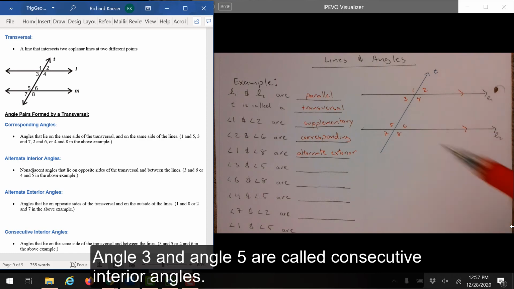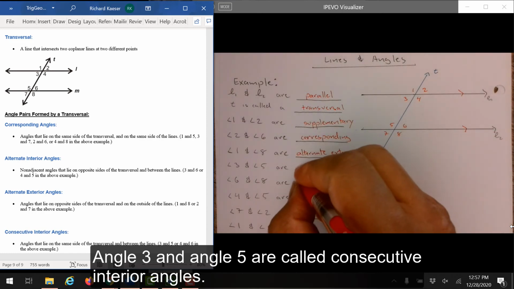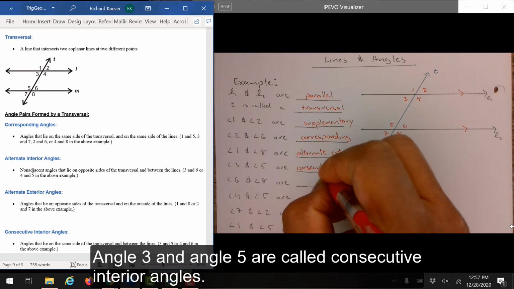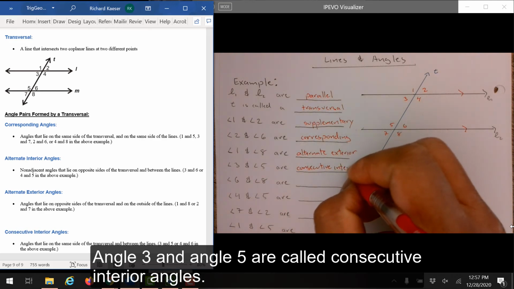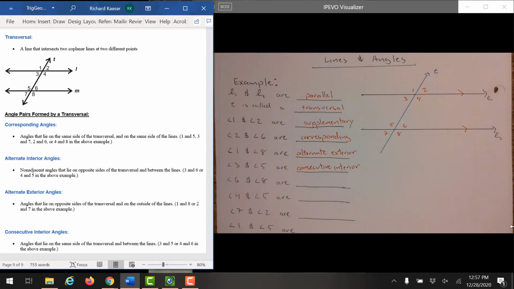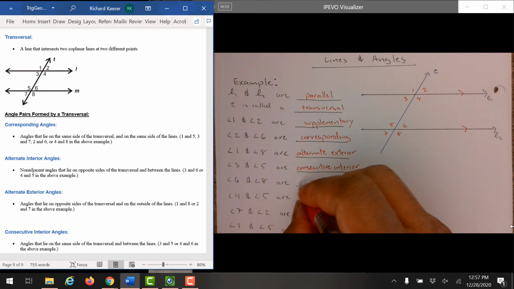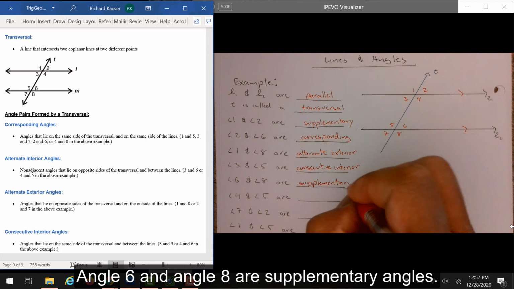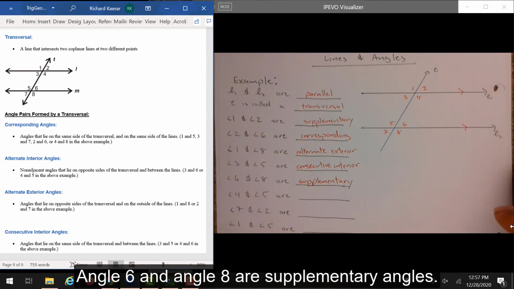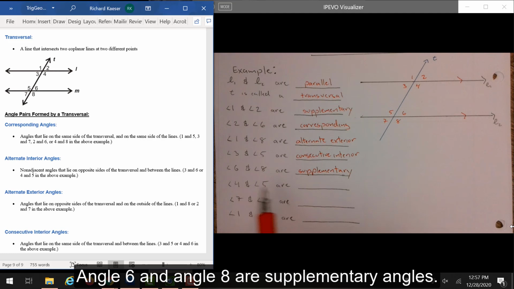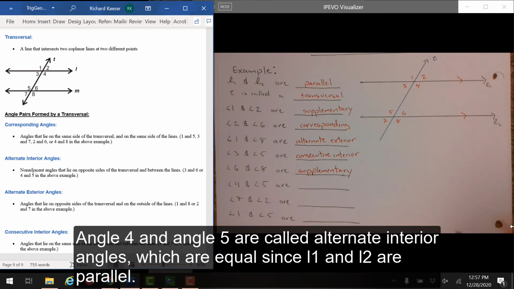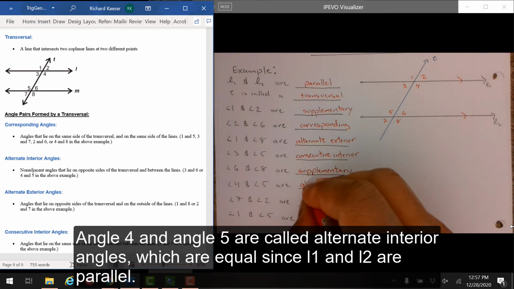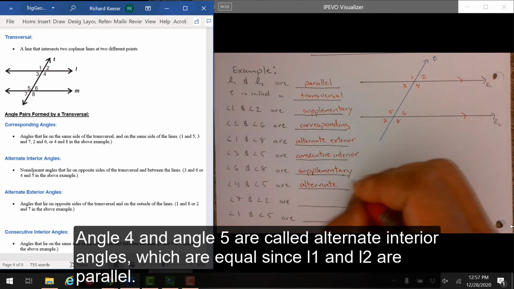Angle 3 and angle 5 are called consecutive interior angles. Angle 6 and angle 8 are supplementary angles. Angle 4 and angle 5 are called alternate interior angles, which are equal since L1 and L2 are parallel.